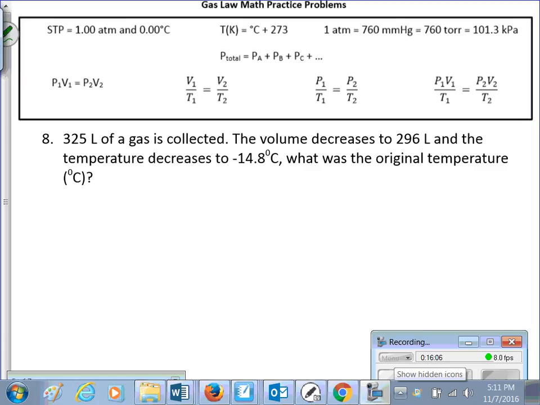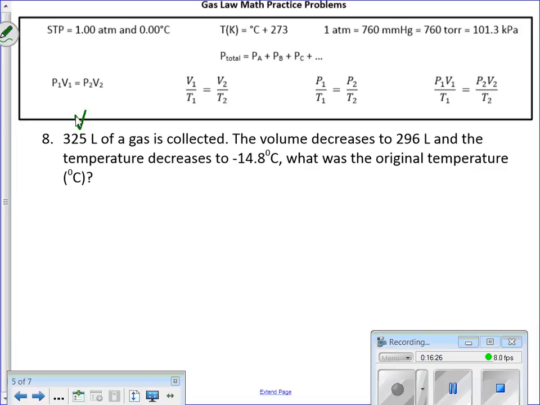All right, next problem. I have 325 liters of a gas. The volume decreases to 296 liters, and the temperature decreases to negative 14.8 degrees Celsius. And I want to know what was the original temperature of the gas. So I have a volume. I have another volume. Okay? I have a temperature in degrees Celsius. I'm going to have to convert to Kelvin. And I want to know what was the original temperature in degrees Celsius. So I'm looking for a T1.